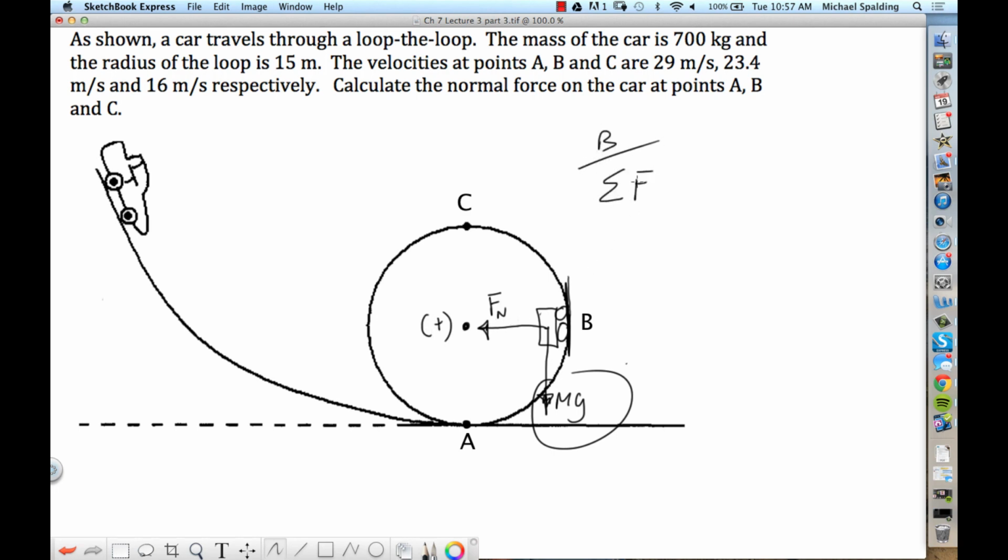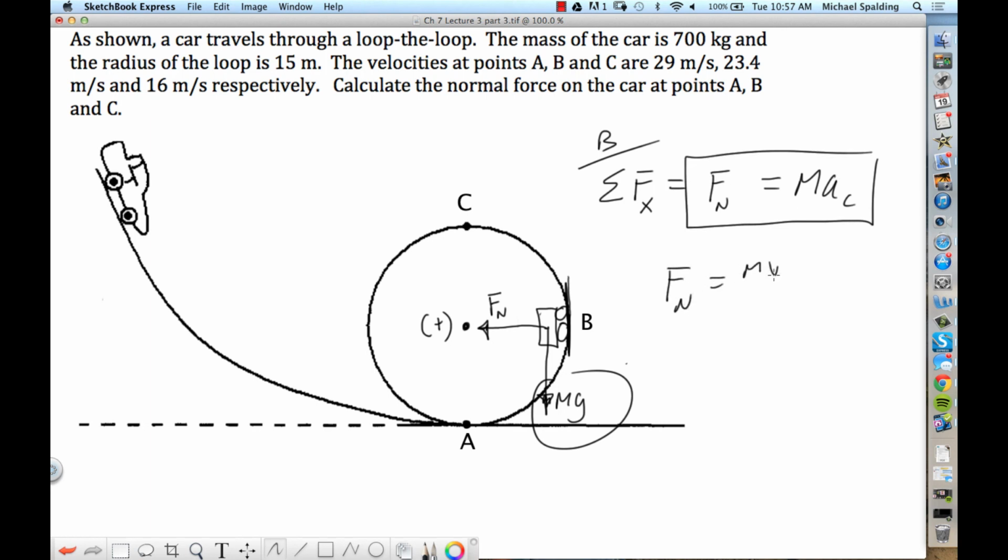The normal force. So look, when you sum the forces in the x direction for point B, what is the only x force? Normal force. What is that going to equal? So then plug in for centripetal acceleration, you get normal force equals mv squared over r. It's the only force pointing to the center, so it has to be the centripetal force. So when you plug in there, you're going to get 25,553.